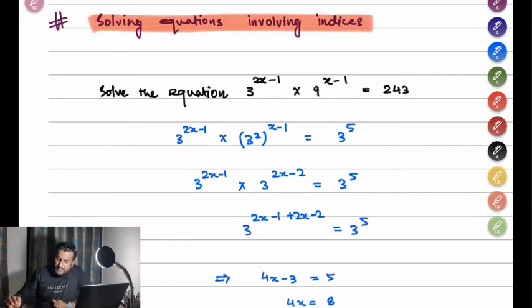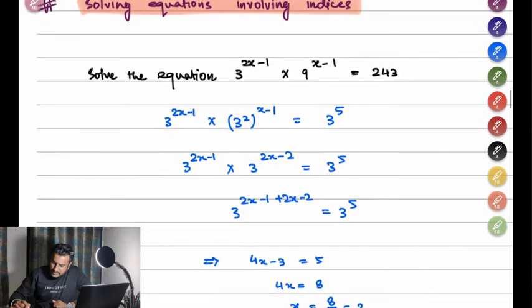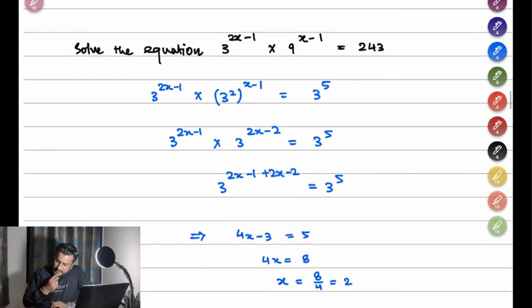Solving equations involving indices. Okay, so how are we supposed to solve these equations? One of the equations is already solved for us. 3 to the power 2x minus 1 into 9 to the power x minus 1 is equal to 243. Now over here we need to write everything in terms of prime factors. The first part is already simplified, so we are not going to do anything over here. Now this 9 can be written as 3 squared and 243 can be written as 3 to the power 5.